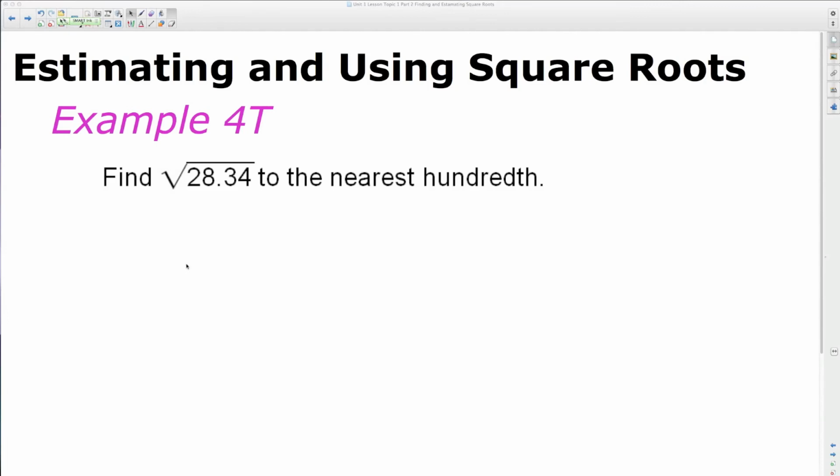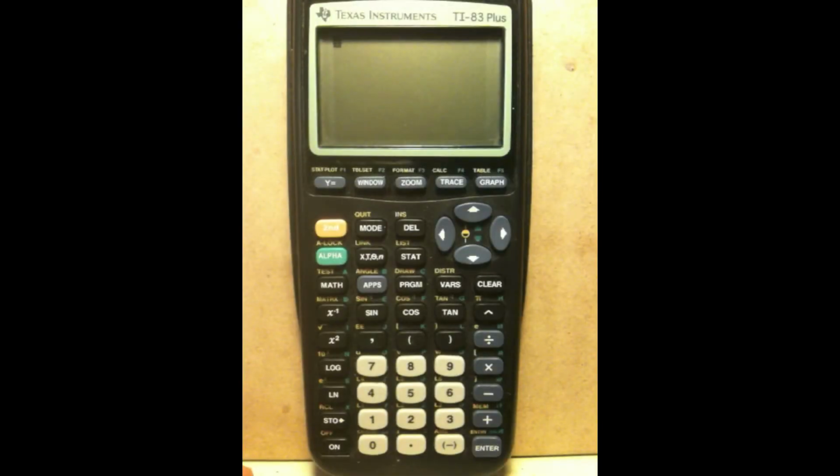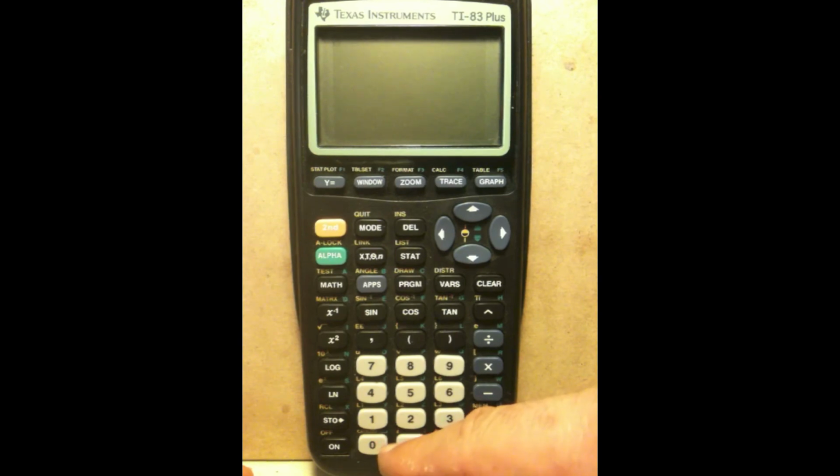Here in example 4T, I'm actually going to cut away and show you how to use a calculator to find the square root of 28.34. In example 4T, we need to find the square root of 28.34 to the nearest hundredth. We can use a calculator to do that easiest. Getting to the nearest hundredth without a calculator, I don't think it's impossible, but that's why we have calculators. So let's take a look at it.